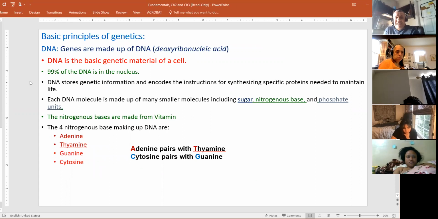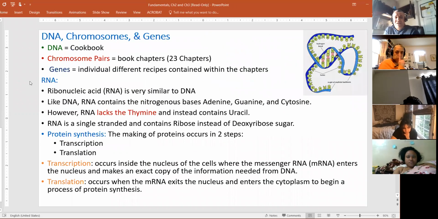And this is just a difference between the DNA and RNA. I'm sure you know this from biology. The analogy you can use for the DNA, chromosomes, and genes: DNA is like a cookbook, the chromosome pairs are like the chapters in the book, and the genes are the individual different recipes contained within the chapters. That's an analogy used in medical-surgical textbooks about the DNA, chromosomes, genes, protein synthesis, transcription, and translation. We will explain this more in depth during the pathophysiology of the HIV/AIDS disease.